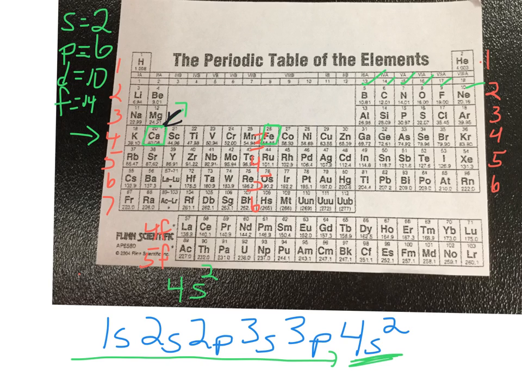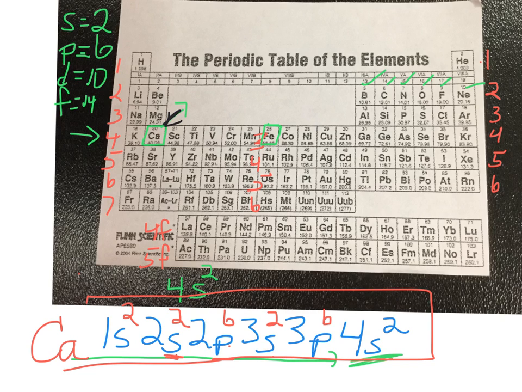So what is my S? How many can I have? I can have 2. Very good. And so here I have S again. So what's going to be my number? 2. And then P can have how many? 6. And then S can have how many? 2. And then P? 6. This is my electron configuration for calcium. This whole thing. That's my electron configuration.